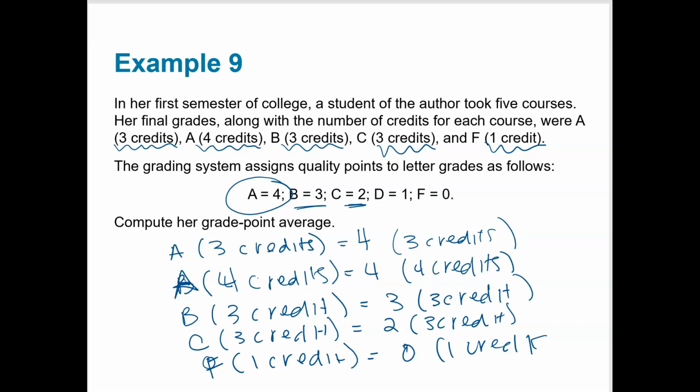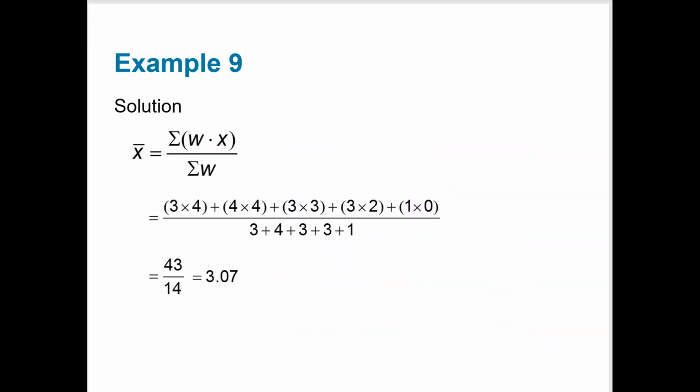All right, and so then what do we actually do? We actually multiply these. 4 times 3, 4 times 4, 3 times 3, 2 times 3, and then we add them all up. And we divide by the total weights, and we get our GPA. So those, not her actual scores, but the actual weights of the course, like the credits.